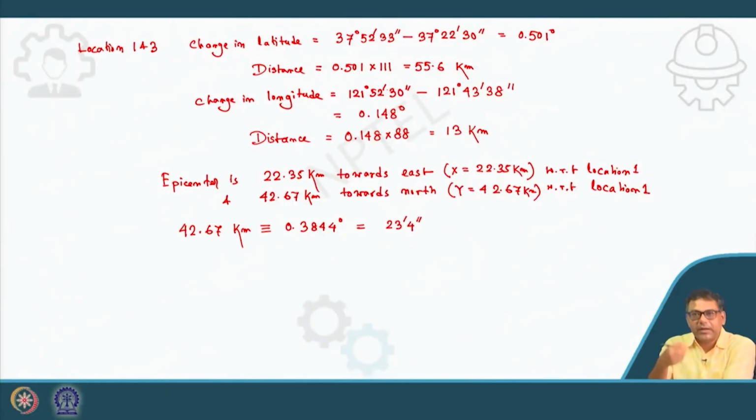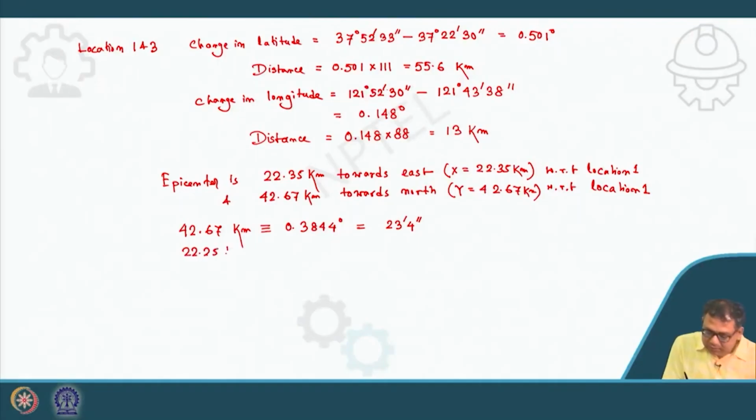So if you multiply the degree by 60, you will get the minute. If you multiply that by 60, you will get the second. And vice versa also. If you have your second and minute, then you can convert it to degree also. Okay. So that is 23.4 second.